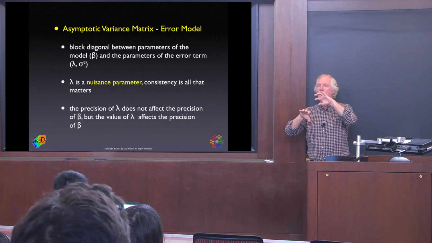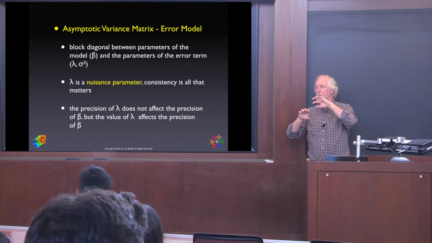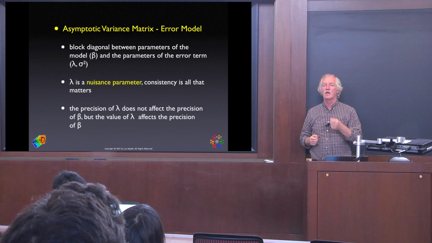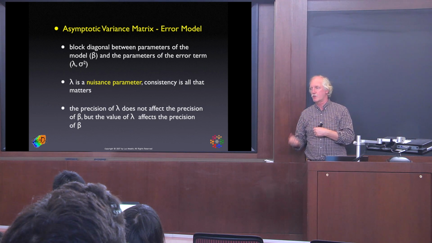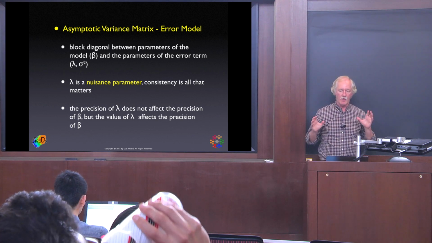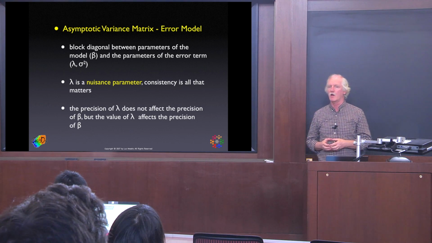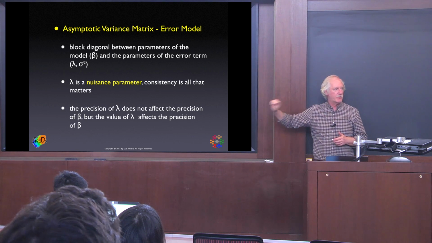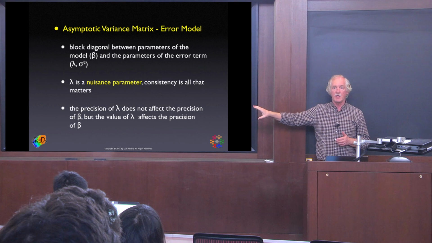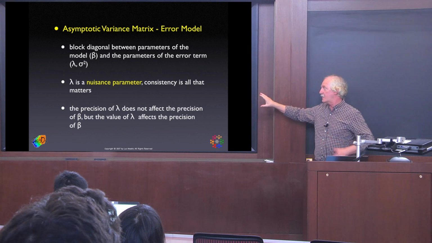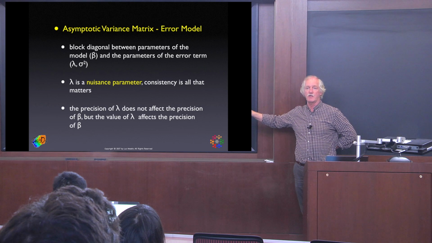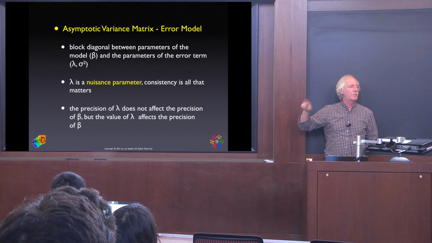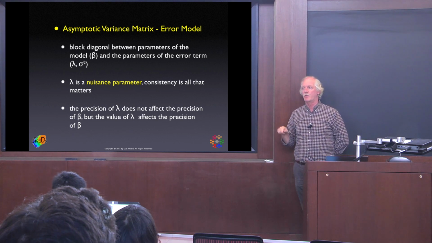So it wasn't block diagonal. In other words, there was a connection between the precision of rho and the precision of the betas, and there was a connection between the precision of sigma square and the precision of rho, which is very weird. You don't see that in a standard model. Here, there's a clear separation between the precision of the betas and the precision of sigma squared and lambda. So if, in fact, we don't care about the precision of lambda, that's fine, because unlike the lag case, the precision of lambda does not affect the precision of the betas.